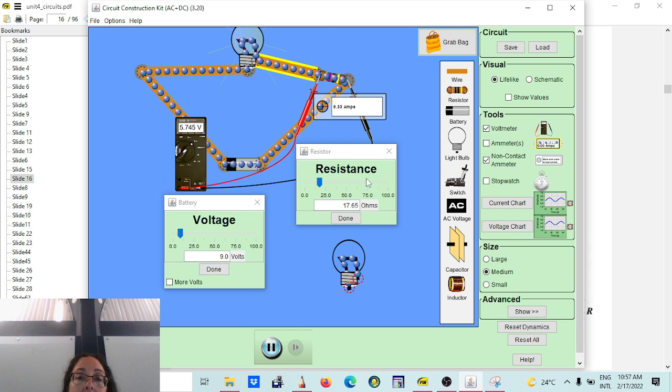And of course, you can still use Ohm's law. So it means that the voltage, which is 5.745, you divide by the current, so you do 5.745 divided by 0.33, you're going to get 17.65. Do you understand? So the voltage across the load equals resistance times current going through. This is called Ohm's law.